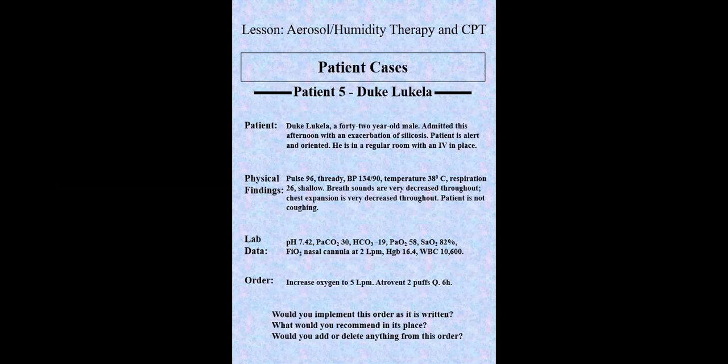Patient is alert and oriented. He's in a regular room with an IV in place. Okay. So if you don't know what silicosis is, now we need to look at the findings. Let's treat the patient. What is his blood and his body saying? Okay. His pulse is 96. Blood pressure is okay, 134 over 90. It's okay. Temperature 38 degrees.